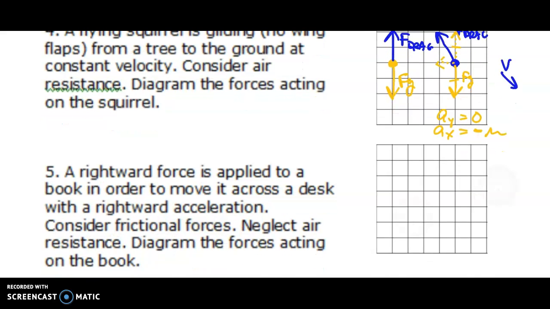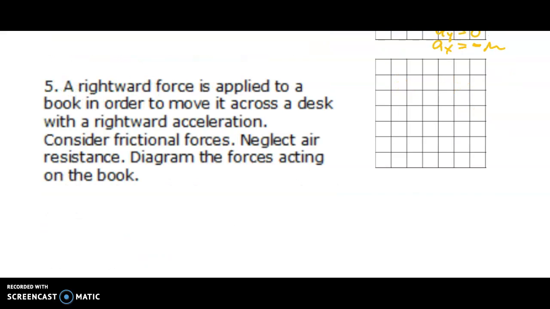All right, number 5. A rightward force is applied to a book in order to move it across a desk with a rightward acceleration. Consider the frictional forces, neglect air resistance. So we are going to draw the book as a dot like we have been doing. And it has rightward acceleration. So that means that the net force has to point to the right.